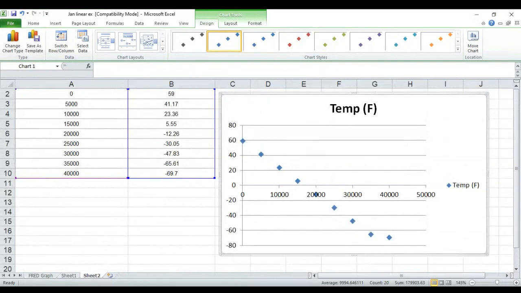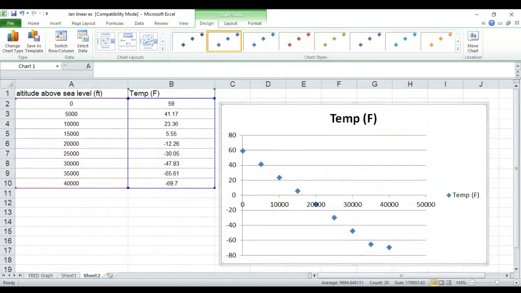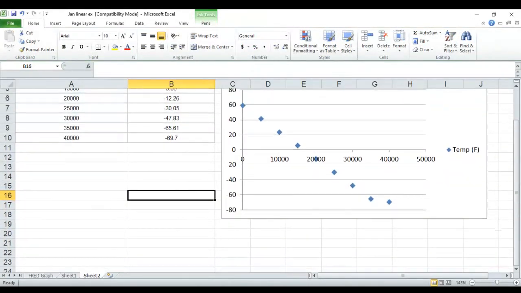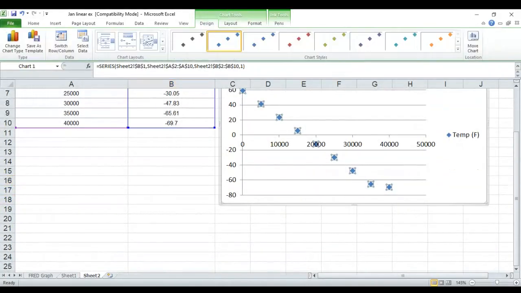Now, I don't know why... Oh, the x-axis is in the middle because, see, I had negative temperatures. It gets so cold, down to almost minus 70 degrees Fahrenheit, that the zero axis, or the x-axis, is in the middle. So that's fine. Now, I guess I could change the title to feet versus temperature. That's better.